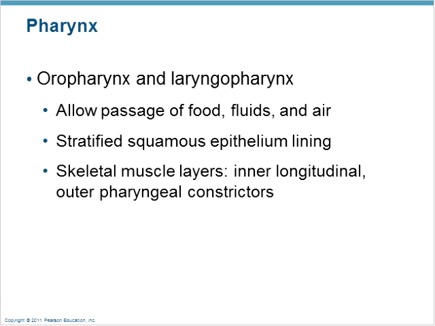We're talking about the pharynx: the oral pharynx and the laryngeal pharynx allow passage of food, fluids, and air. They are lined with stratified squamous epithelium, and the skeletal muscle layers include the inner longitudinal and outer pharyngeal constrictors.